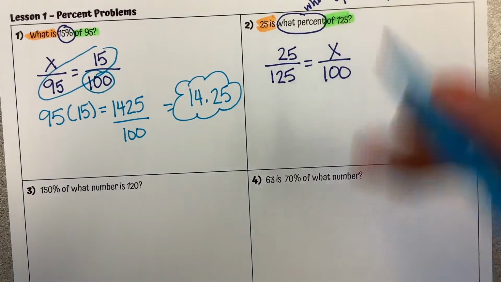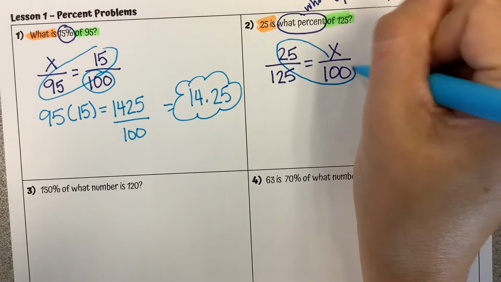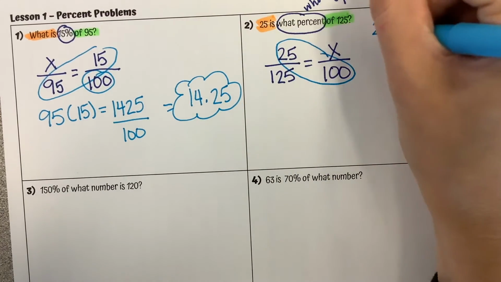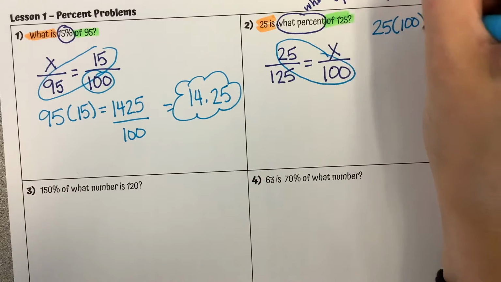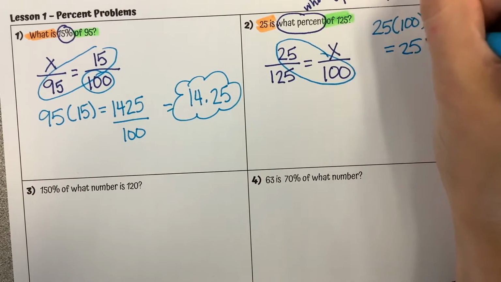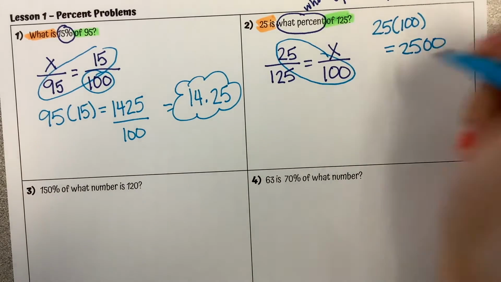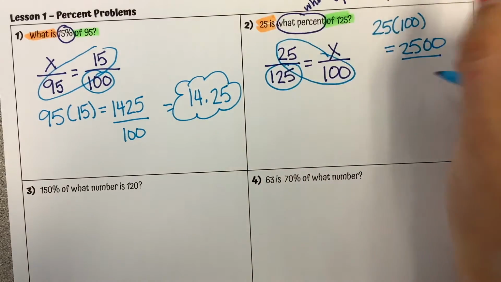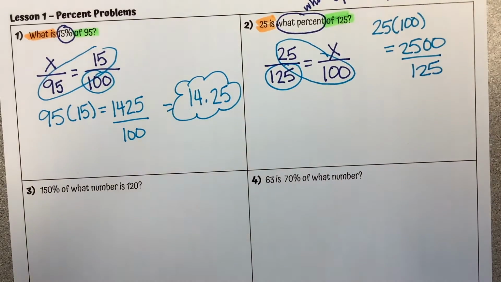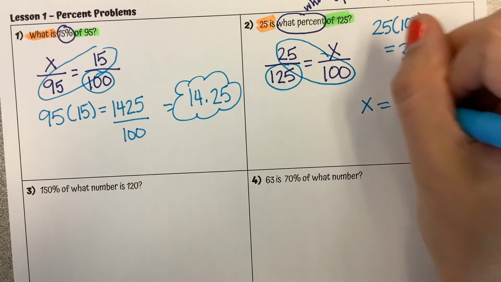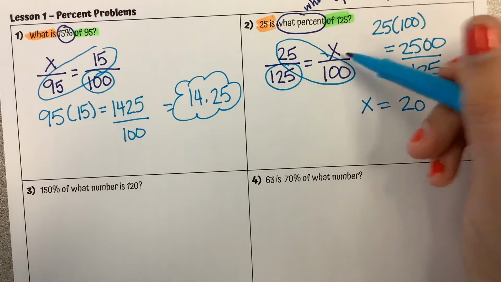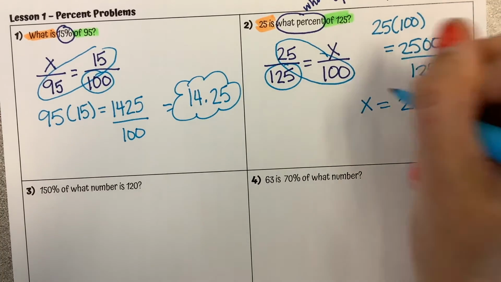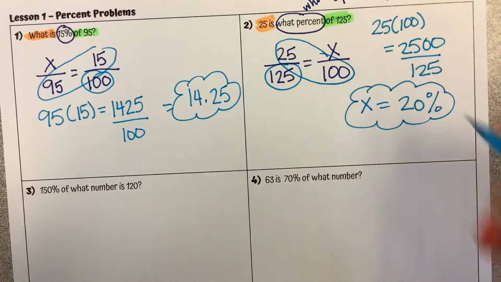And let's go ahead and solve. I'm going to multiply my two numbers that are in the same diagonal. So I'm going to multiply 25 times 100, which is 2,500. And I'm dividing by the number that's in the same diagonal as the variable. So I'm dividing that by 125, and I get x is equal to 20. We were solving for percent, so x is equal to 20%.